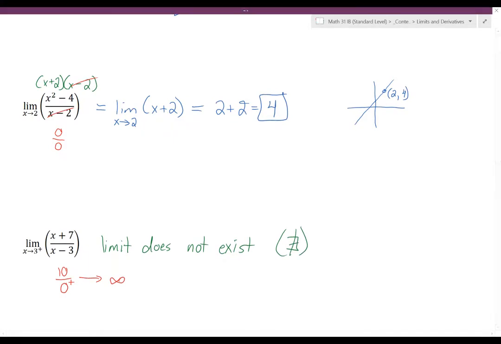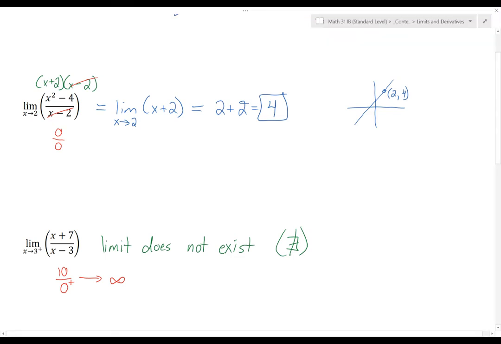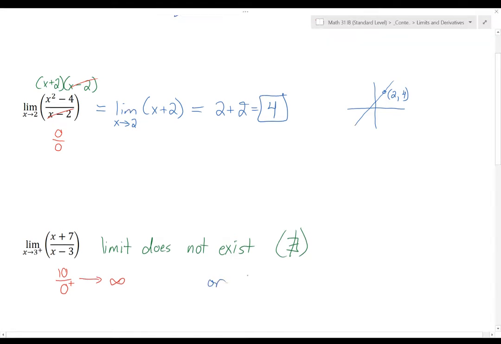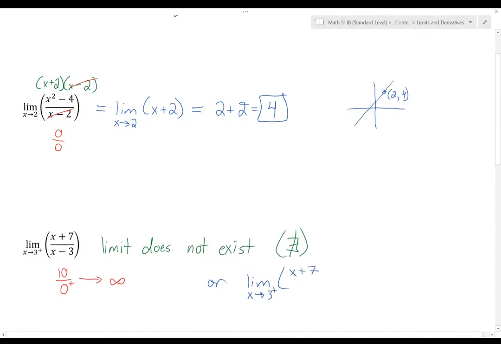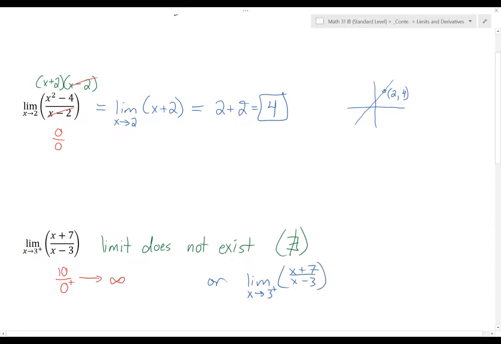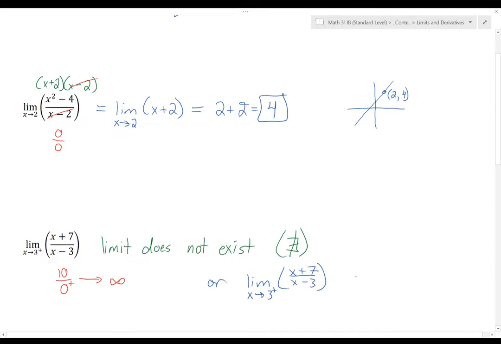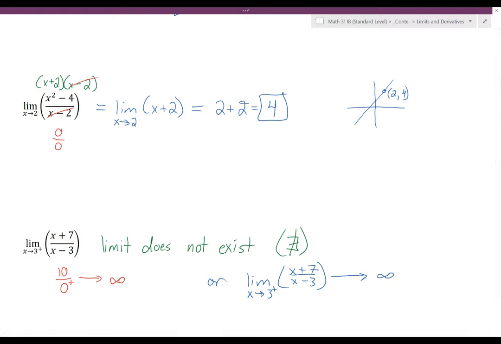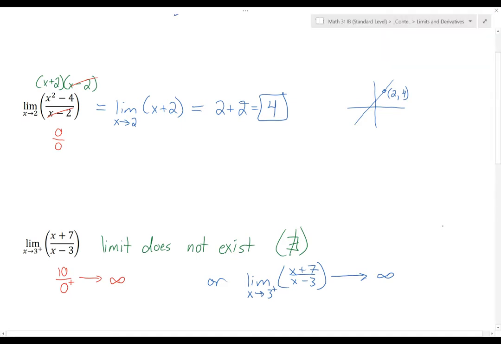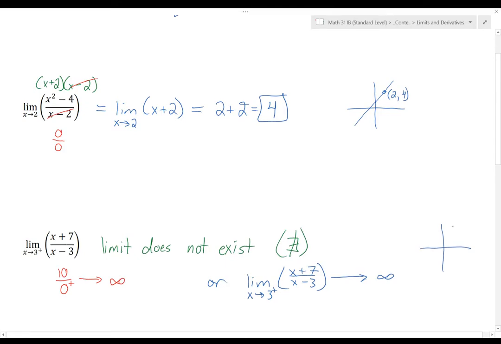It is also, though, entirely appropriate and maybe a little more useful to say the limit as x approaches 3 from the positive side of x plus 7 over x minus 3. Now, I can't say equals because it doesn't equal anything, but I can say it goes to positive infinity. The reason that's a little more helpful is because graphically that helps me understand a little better what's going on. What I understand as soon as I see the infinity is that I'm dealing with an asymptote, because asymptotes are about what's happening at infinity.